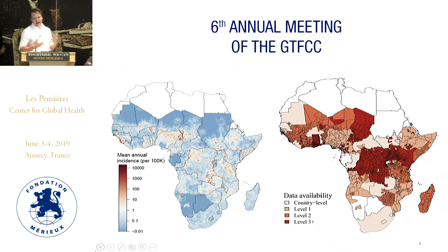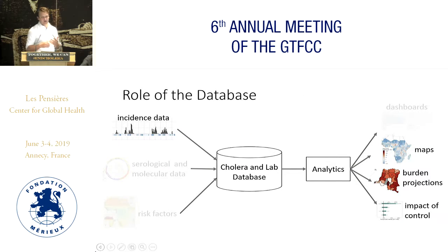And to deal with all that, we had to create an infrastructure to handle all the data. And right now, this infrastructure looks like this. We have our incidence data, and it comes into our cholera and lab database, and we'll see why it's a lab database too in a second. It goes through a pipeline of analytics, and from that we can produce maps. We can use that to produce burden projections, impact of control. The data feeds the analytics. It's a unified feed to the analytics.